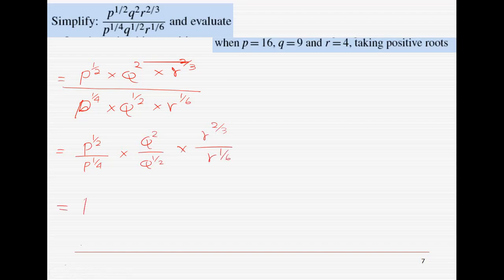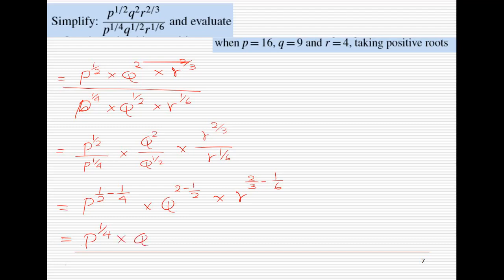So then we get p to the power 1 over 2 minus 1 over 4, because of the division you get the minuses between the indexes, times q to the power 2 minus half, times r to the power 2 over 3 minus 1 over 6. So you have to slowly get the indexes simplified. For p, the LCM of 2 and 4 is 4, so we get 2 minus 1, which is 1, so we get 1 over 4. Half is 2 quarters, so half minus quarter is a quarter.